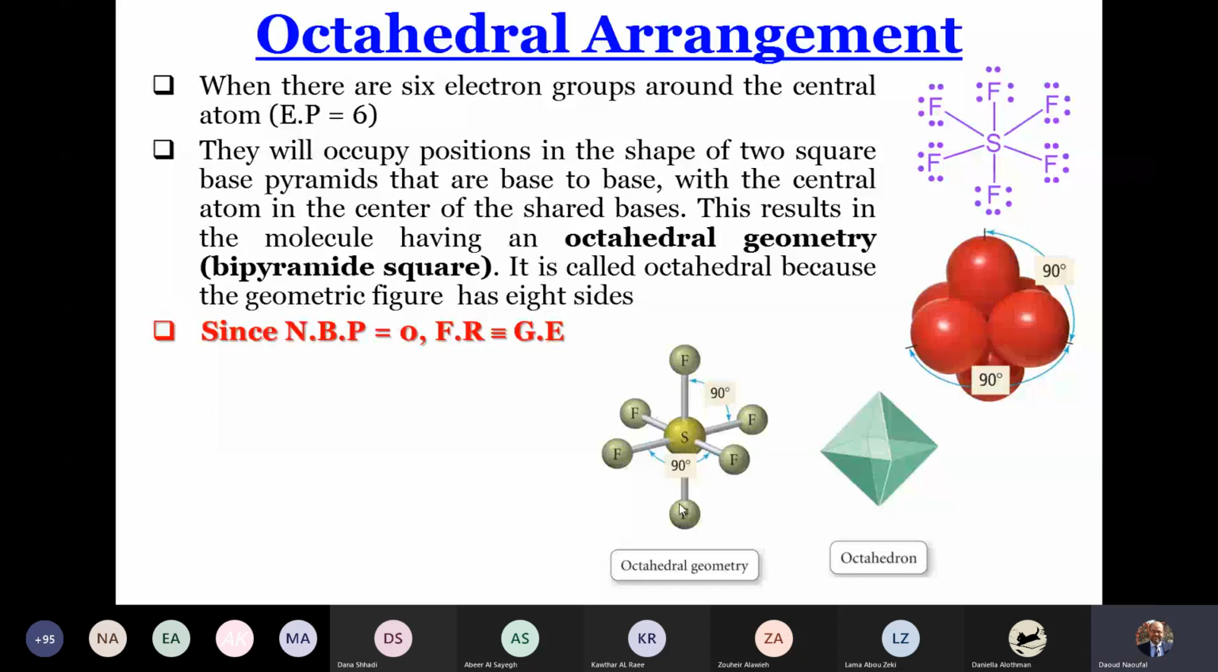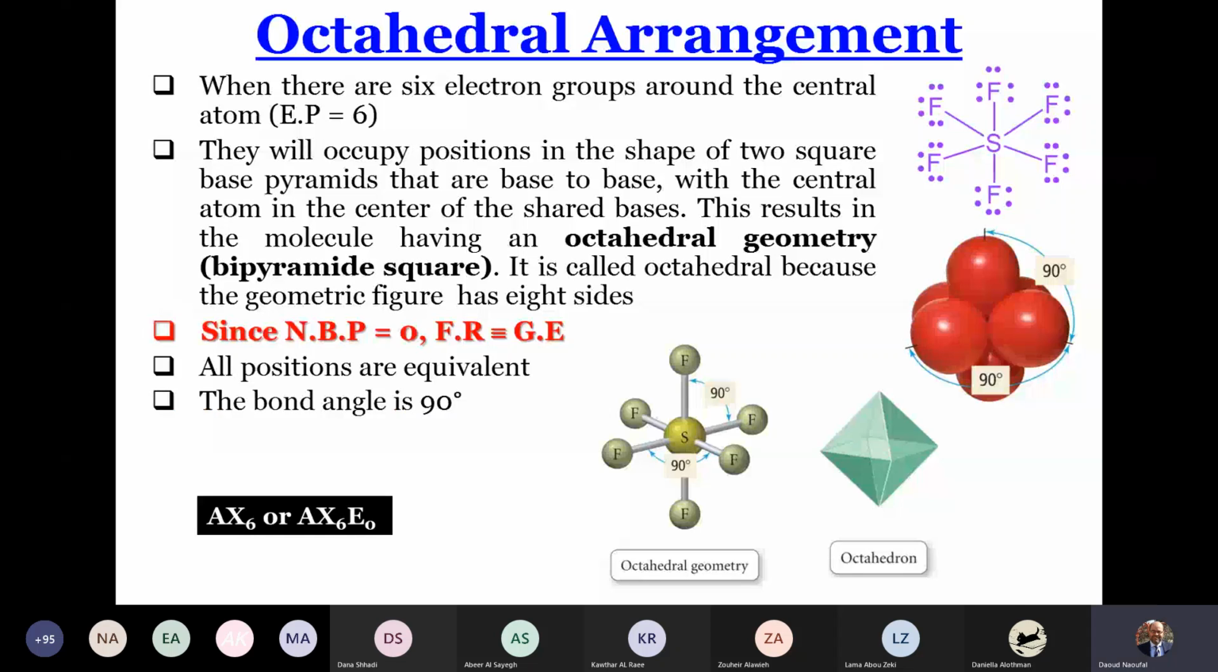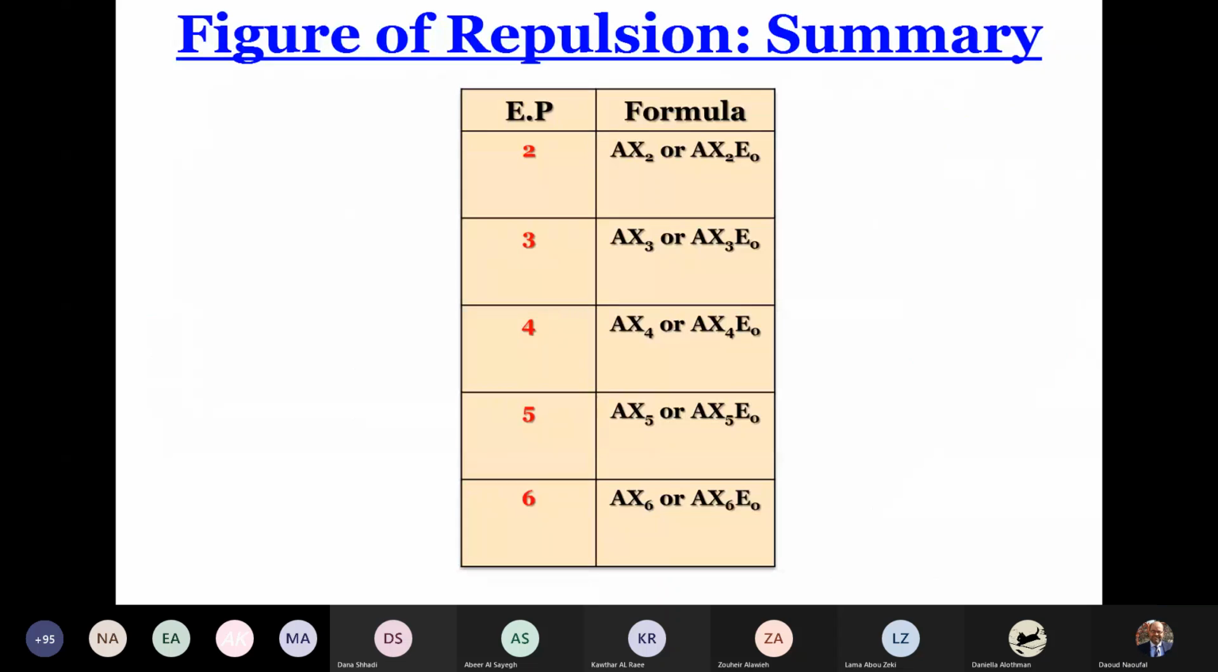What is the type AXmEn? The type AXmEn is AX6 or AX6E0. So for any molecular formula of the type AX6 or AX6E0, the figure of repulsion is octahedral or square bipyramid, and also the geometry is octahedral or square bipyramid. So the summary.